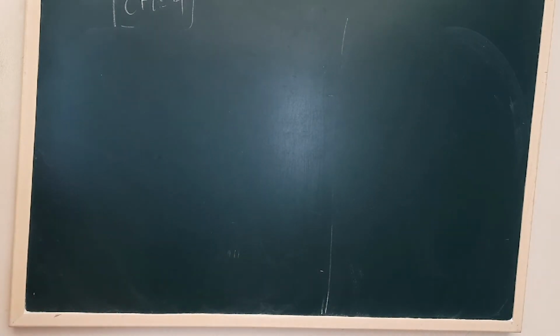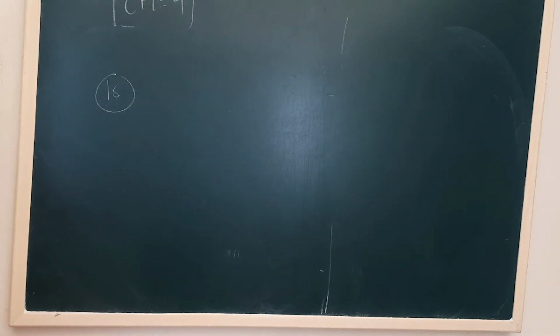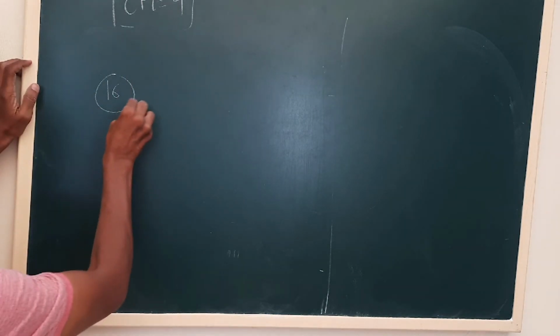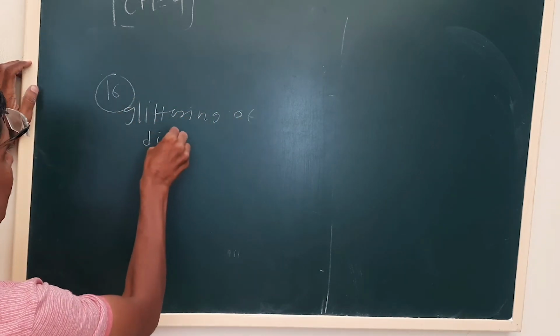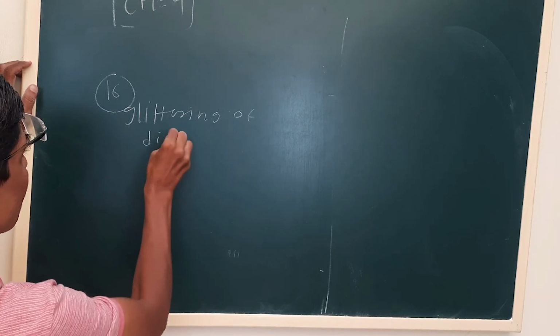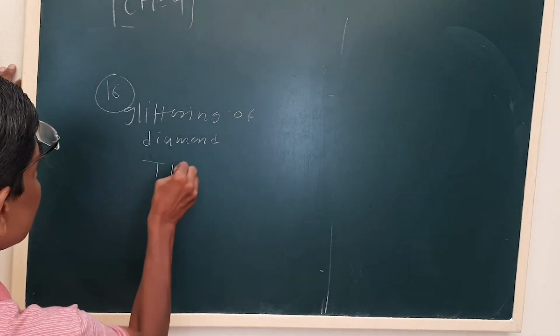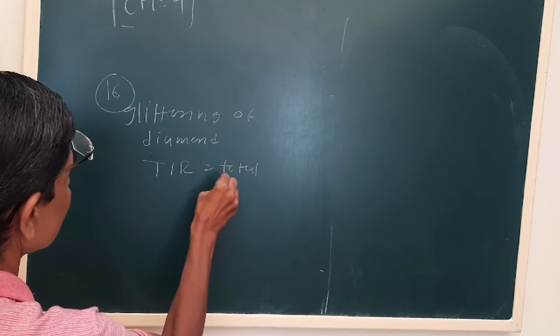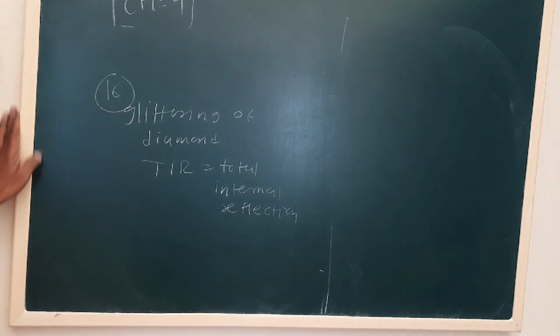Now see our next MCQ. What is responsible for the glittering of diamond? Okay, we know it is because of total internal reflection.